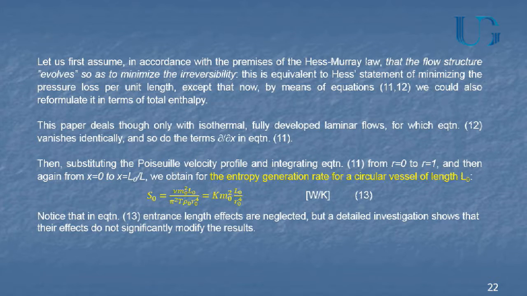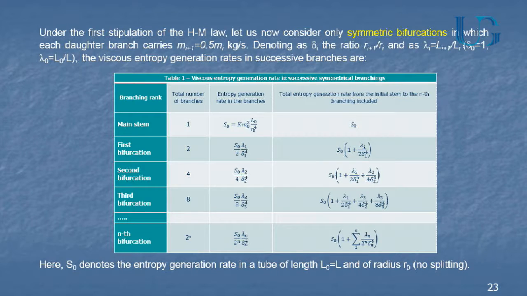And that is a formula that you can compute. This is the main branch, unsplit. One bifurcation: you have to add this to this, and you get this. So this is the total entropy generation in a branching. As you see, this can only be positive. So a branching always implies a higher entropy generation rate.